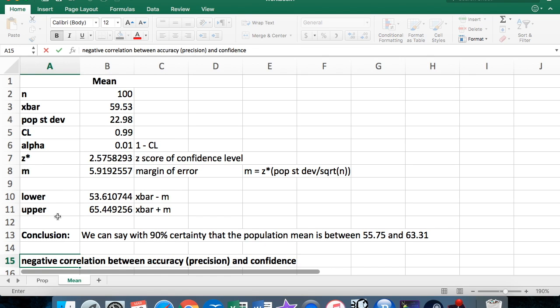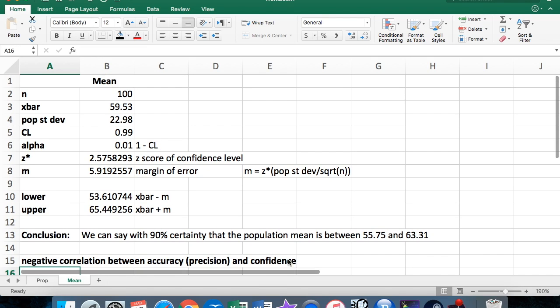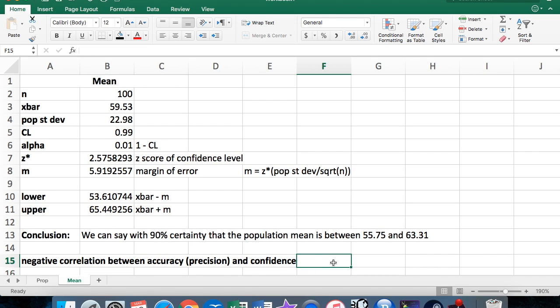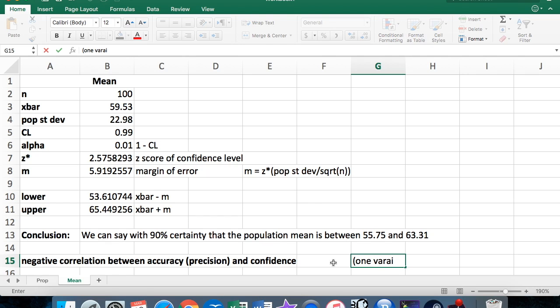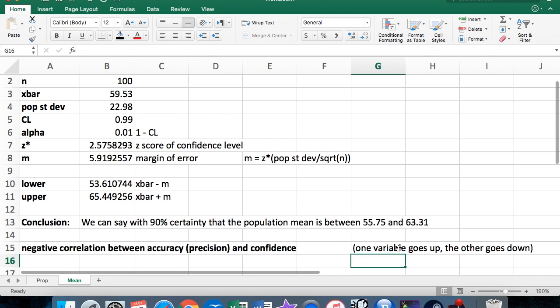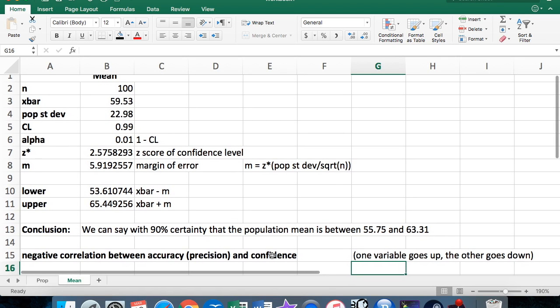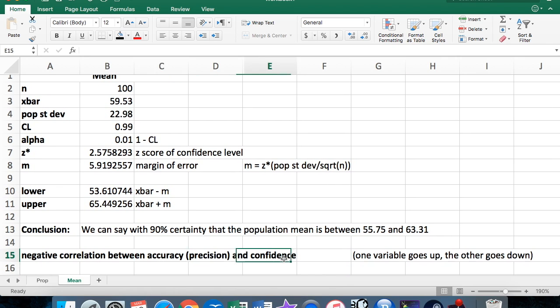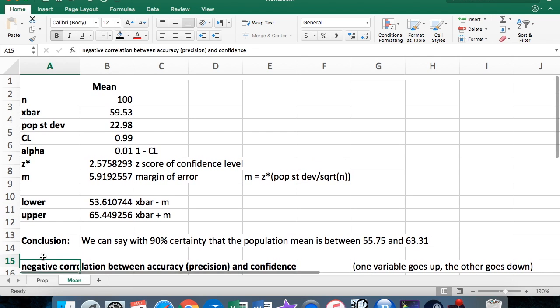So the more confident you are, and remember that just means one variable goes up, the other goes down, right? That's what the inverse relationship means. If one of them's going up, the other guy's got to come down. So in other words, if precision is going up, your confidence is going to go down. So this will help us with these concept questions.